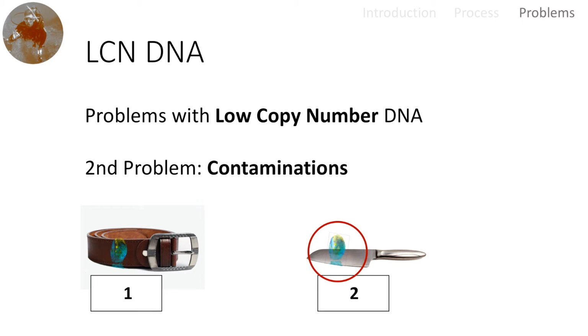And the problem here is this knife has never contained the skin cells before. And this is a typical mistake at crime scenes that can happen, even though it should not. So now in the laboratory, by doing LCN, amplifying the DNA from the knife, they can by accident see, oh, we have a piece of DNA here, but actually that never belonged there.